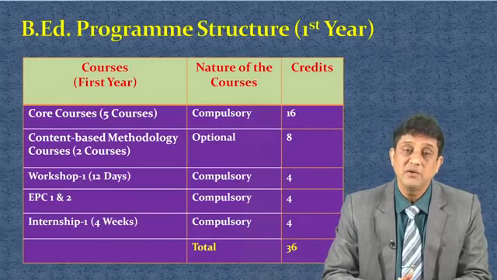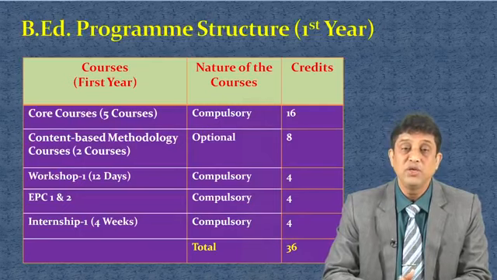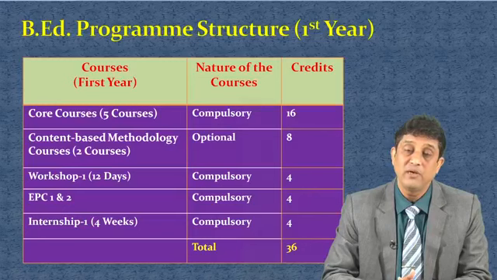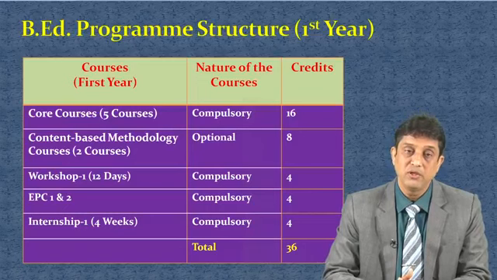And the second component, content-based methodology courses: they have to study 2 courses which are optional in nature, and each course has 4 credit weightage. So in total, 8 credits they have to study from the content-based methodology courses.